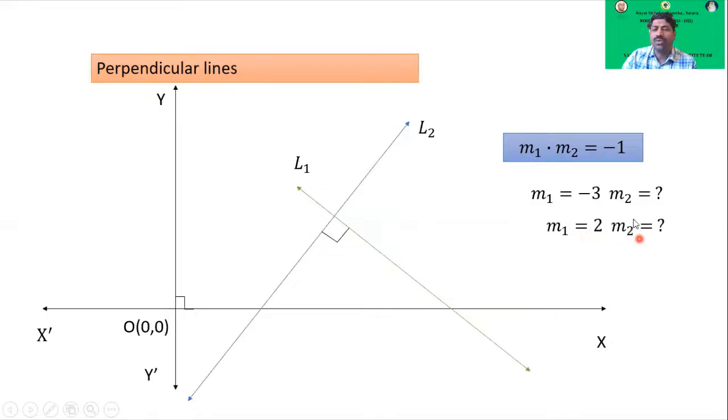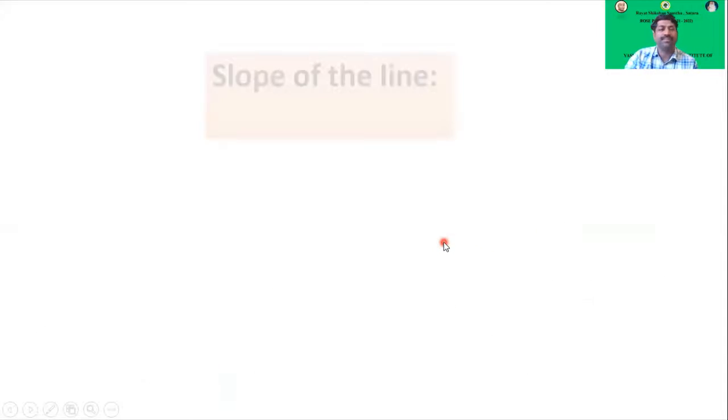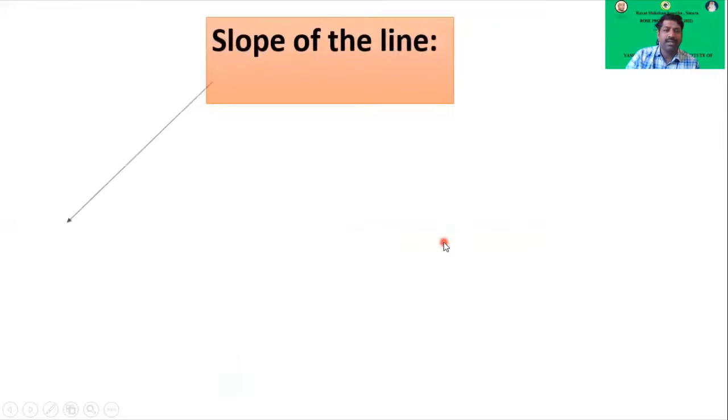If m1 is 2, then m2 is -1 by 2. If m1 is 2 by 3, then m2 is -3 by 2. So in this way, we can find the slope of the other line. If one of the lines is given, then we can find the slope of the other line which is perpendicular to this given line. Now, slope of the line.